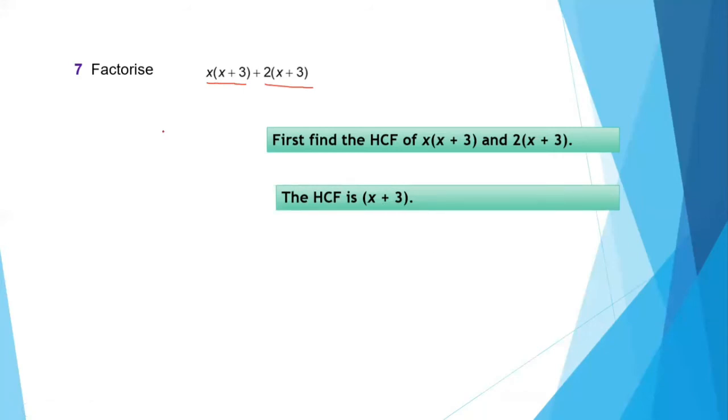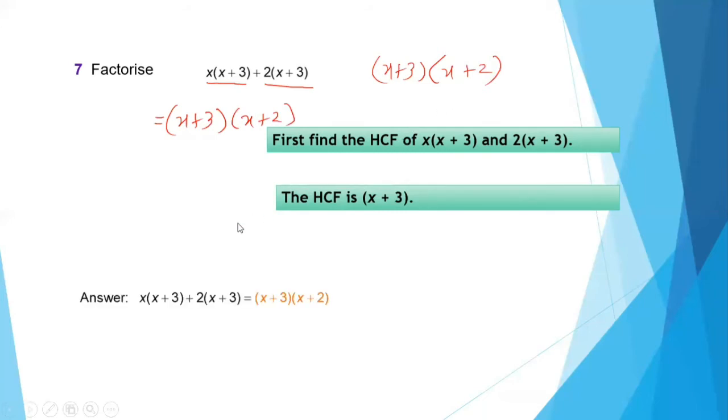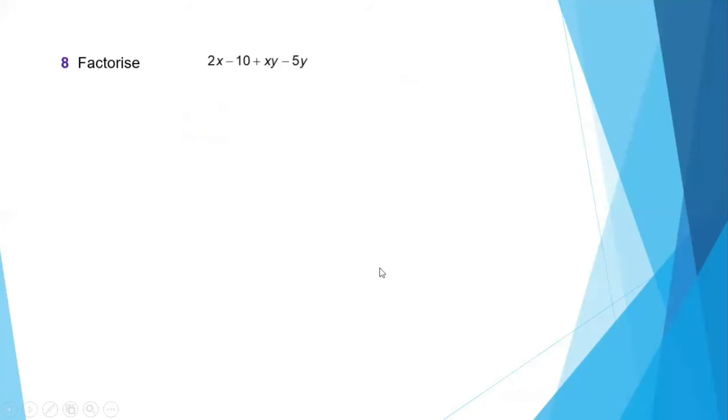Now same procedure as we did. So if x plus 3 is HCF, we take x plus 3 outside. What is left from here is x, and what is left from here is plus 2. The other way, if you have to remember, just the bracket which is being repeated, you write once, and what is left, you put in the other bracket. So from here, x is left, from here, plus 2 is left. So this is how the factors of this given expression are x plus 3 into x plus 2. Got it, children?